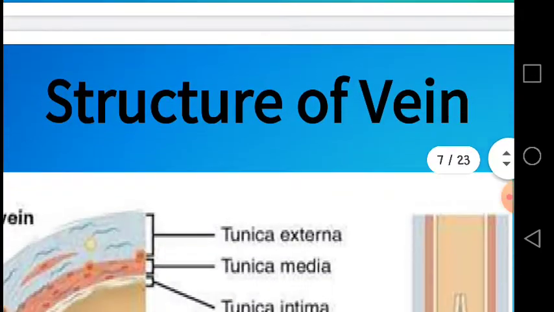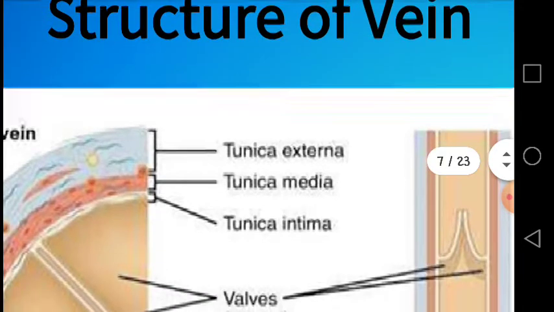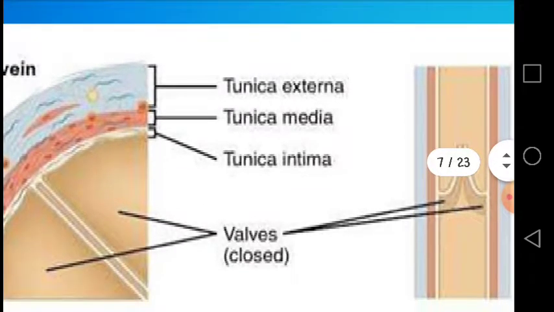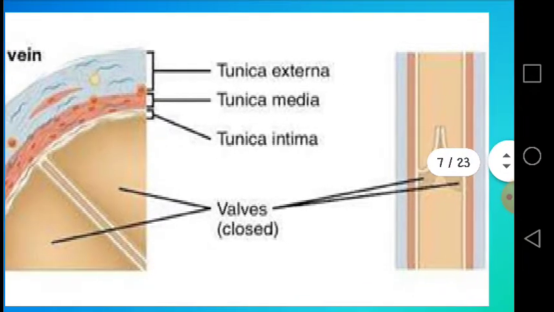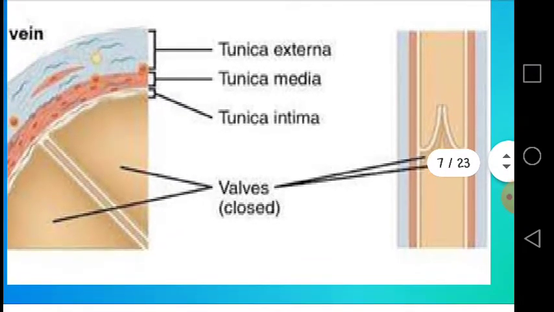Dear students, this is a more illustrative representation of the structure of vein. Tunica externa, tunica media, tunica intima. Tunica externa represents the outermost layer, media the middle layer, which shows some muscles and the fibers, and tunica intima the innermost layer, usually the endothelium. The vein is also showing the valves.